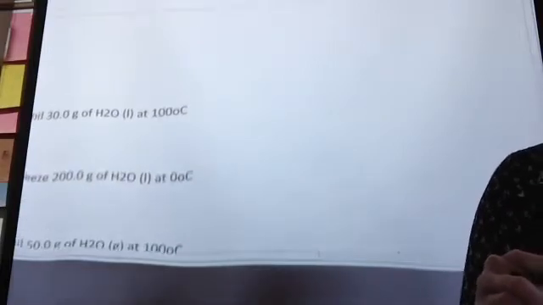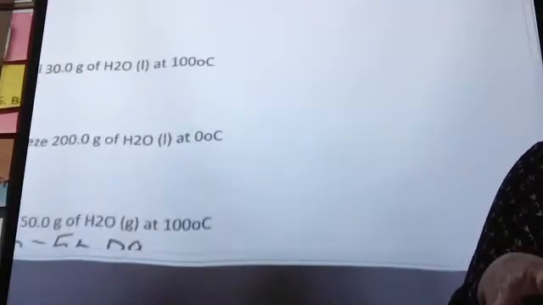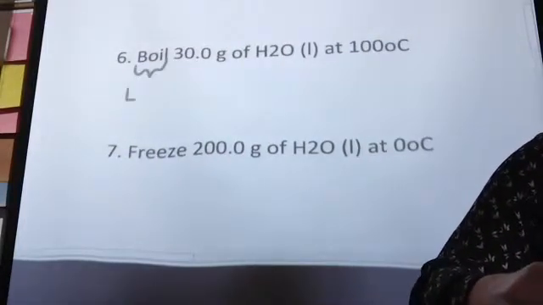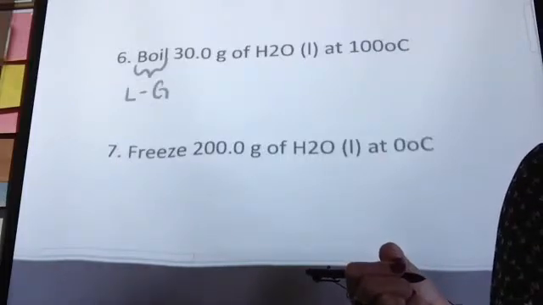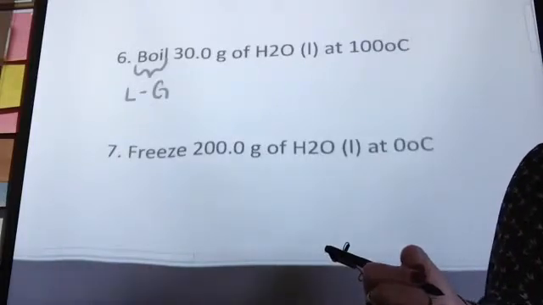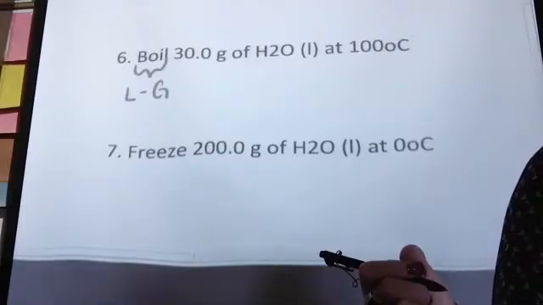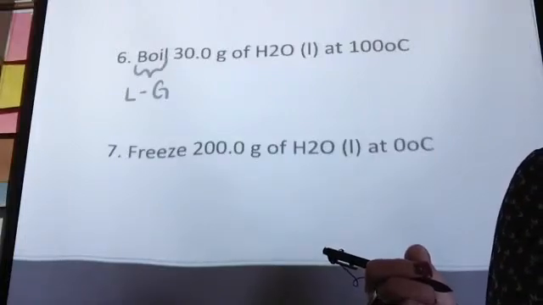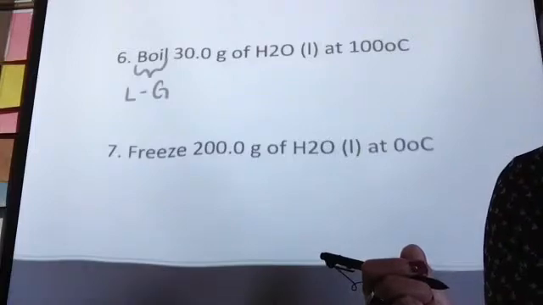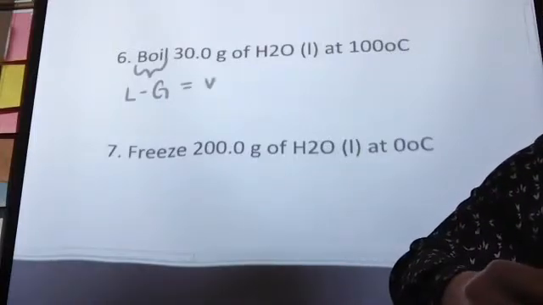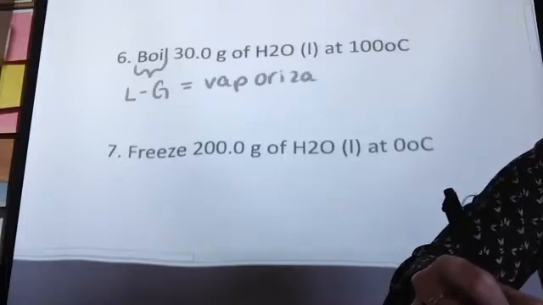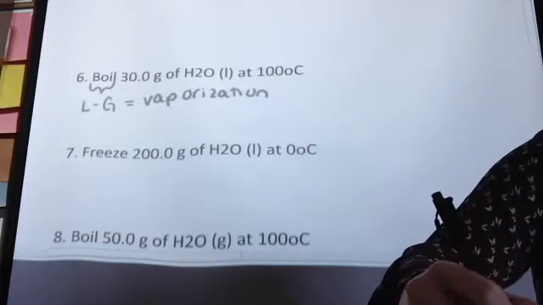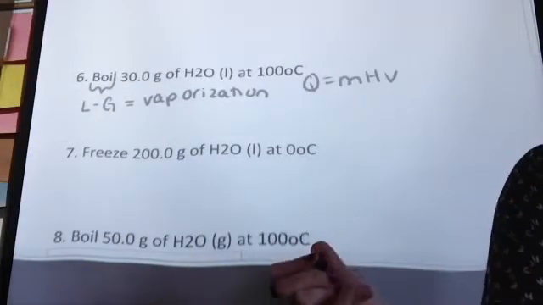Let's try boiling 30 grams of water. Boiling is a phase change from a liquid to a gas. I'm not changing the temperature, so I'm not using Q equals mc delta T. I'm not transitioning between a solid and a liquid, so I'm not using the heat of fusion. I'm transitioning between a liquid and a gas, which is the heat of vaporization. This is a vaporization phase change. So I'm going to use the equation Q equals mHV.